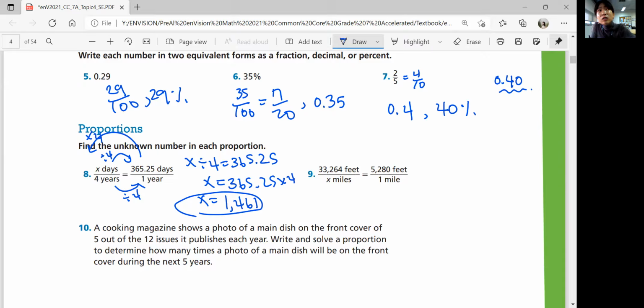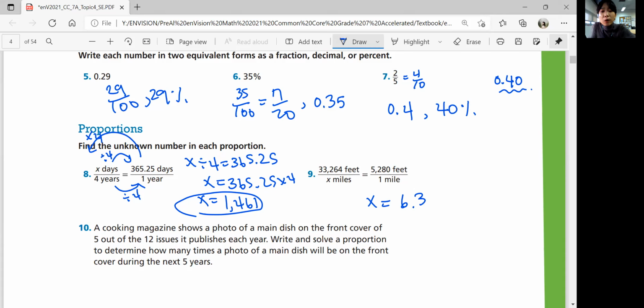And in a similar way, in number 9, you need to look at the proportion. 33,264 over X should be equivalent to 5,280 over 1. So solving for X, it should be 3.6 miles. Number 10, a cooking magazine shows a photo of a main dish on the front cover of 5 out of the 12 issues it publishes each year. Write and solve a proportion to determine how many times a photo of a main dish will be on the front cover during the next 5 years.